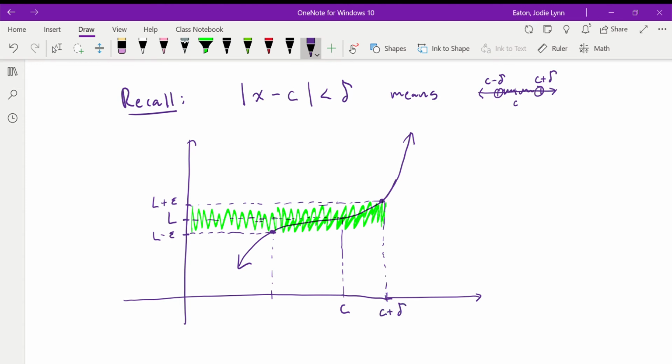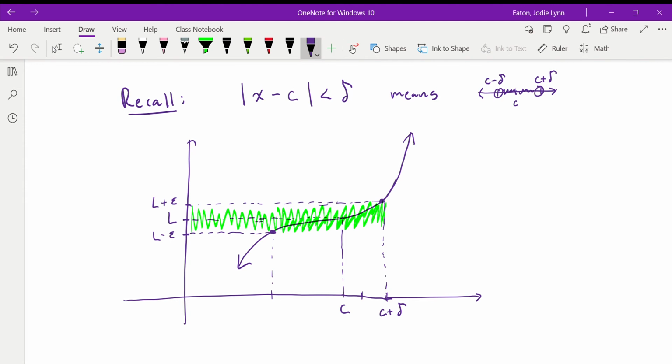Could I pick a smaller delta? Could I have made delta right here instead? Absolutely. Often we're looking for what's the biggest possible delta for the epsilon we have, or even can we find the biggest possible delta given a certain epsilon.